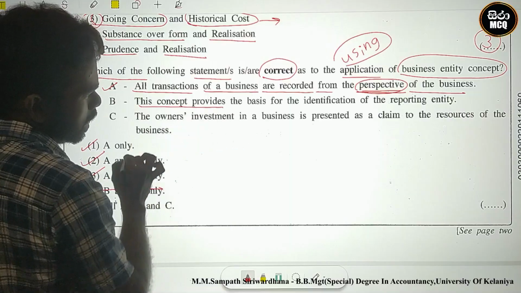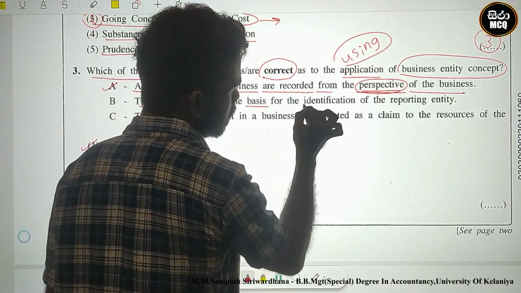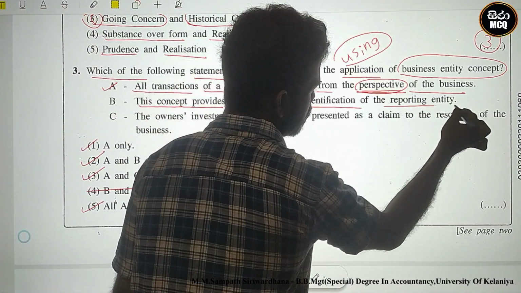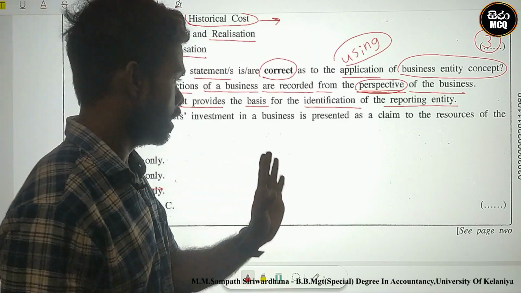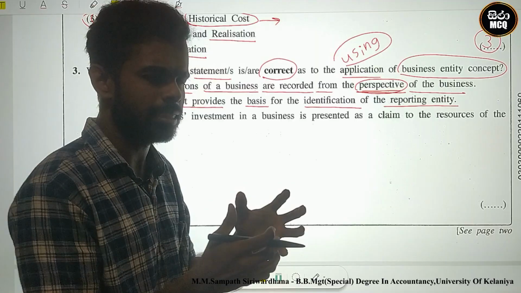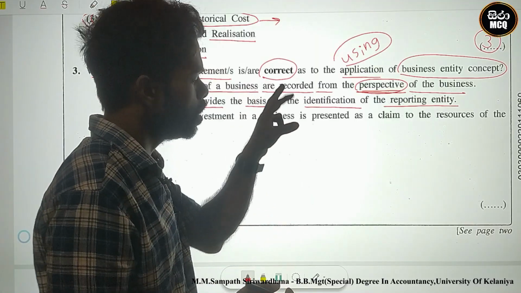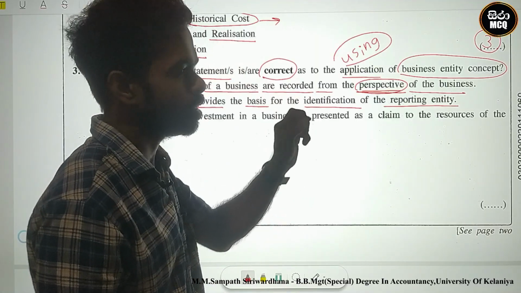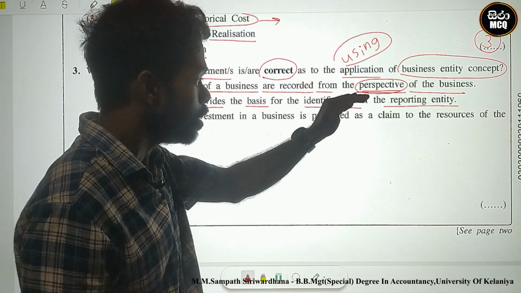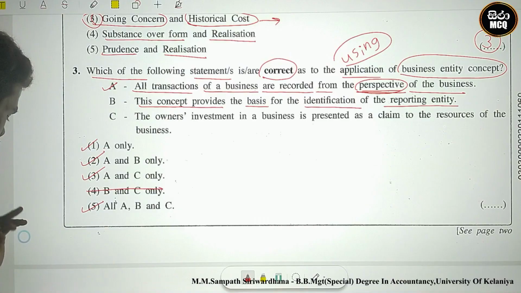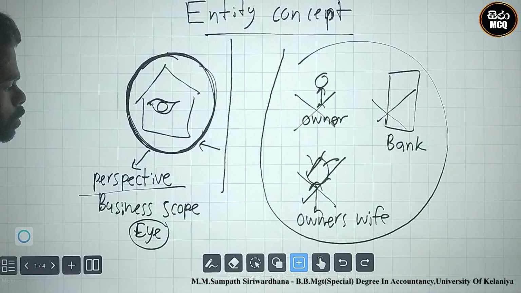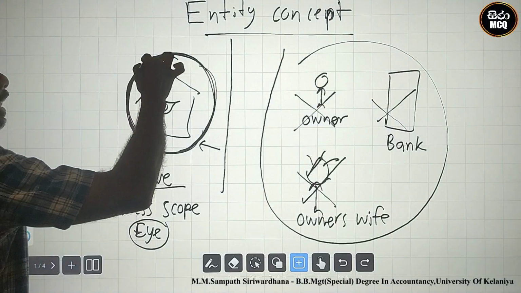This one, B. This concept provides the basis for identification of the reporting entity. Yes, this concept provides the basis for identifying the reporting entity. The entity concept is the guideline to identify the entity.